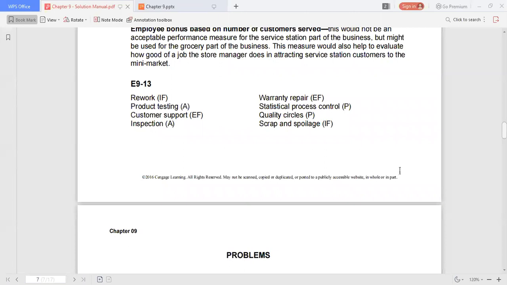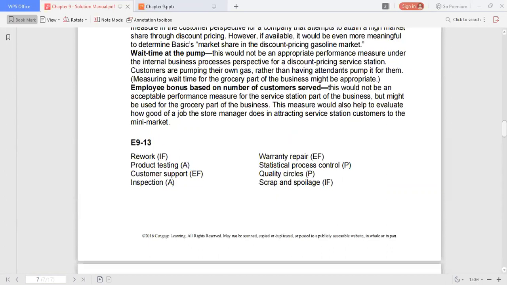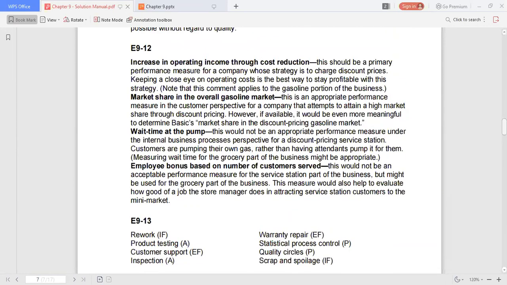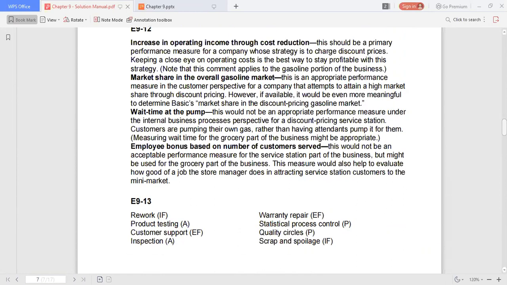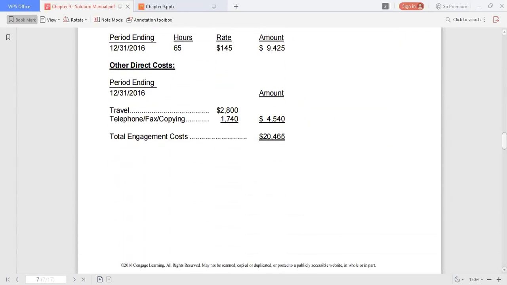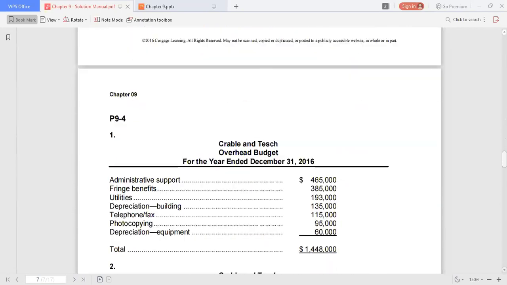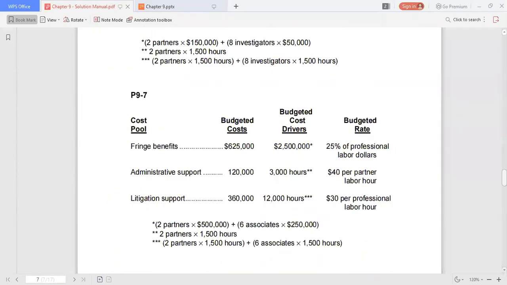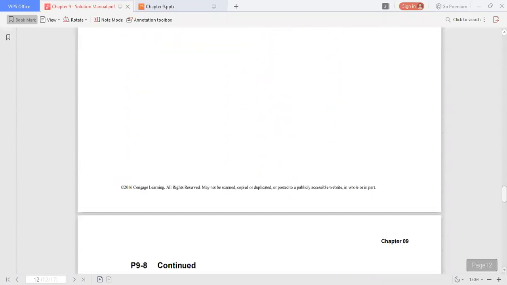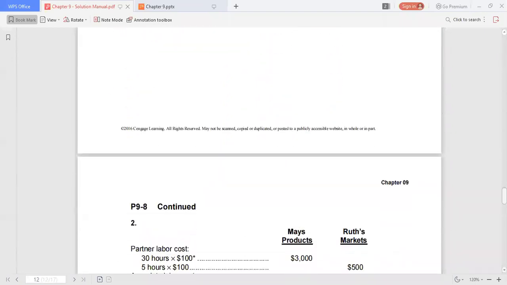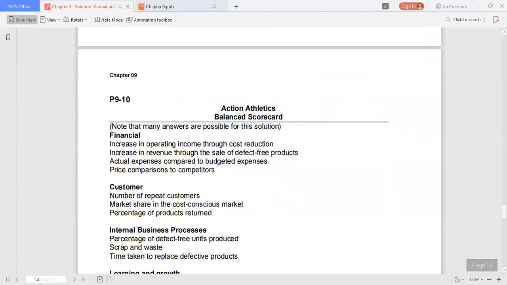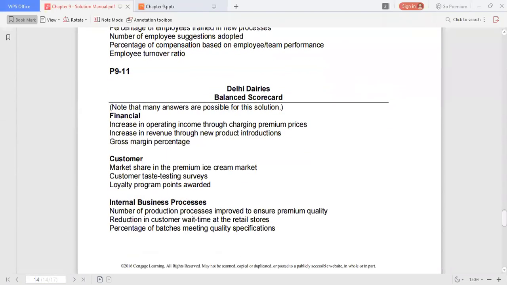Okay, we now go to P9-11, problem 9-11, designing a balanced scorecard. So for P9-11, focusing on Delhi Dairies, a vertically integrated company that has dairy farms, processing plants, and retail ice cream stores.